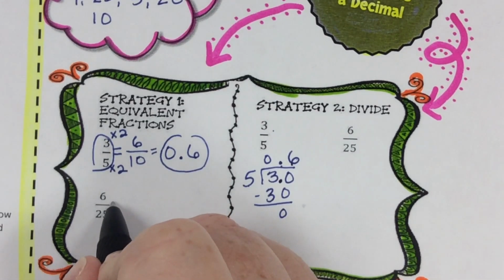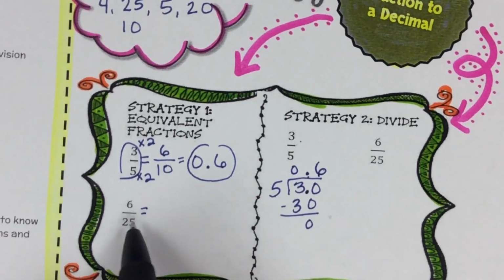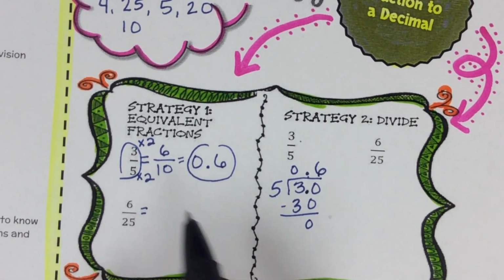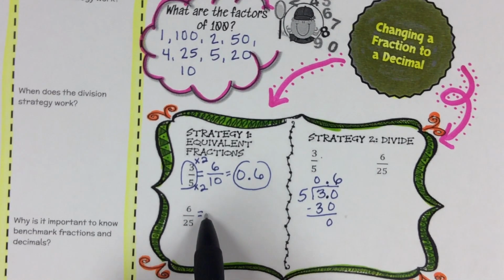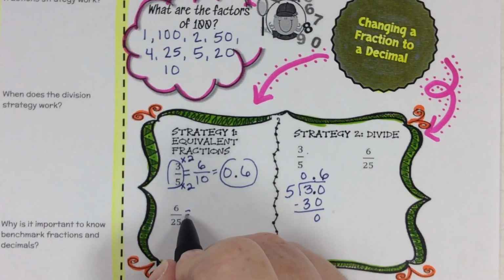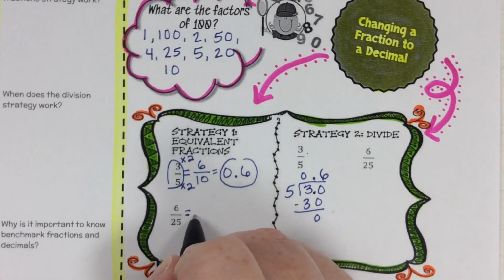I'll do this one. 6 over 25. We're going to go to 100. Okay, this time, 25 doesn't go into 10, but it goes into 100. This strategy right here only works when your denominator is going to go into 10 or 100 or 1,000, this equivalent fractions, okay? So it's not always the best. Sometimes it's an easy one when you have nice numbers, okay?